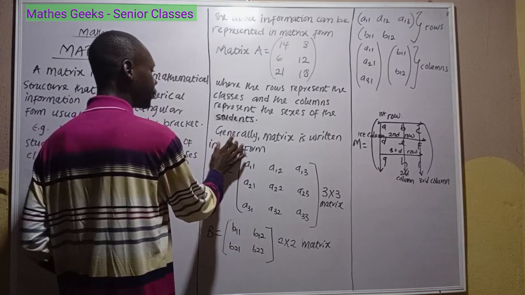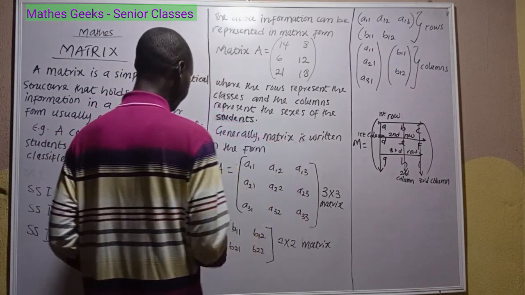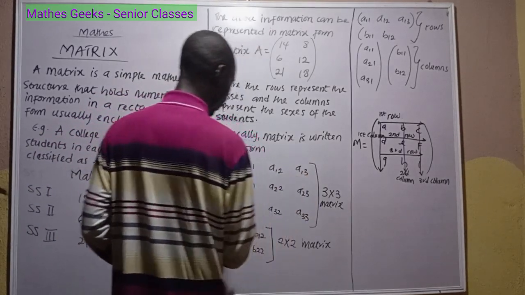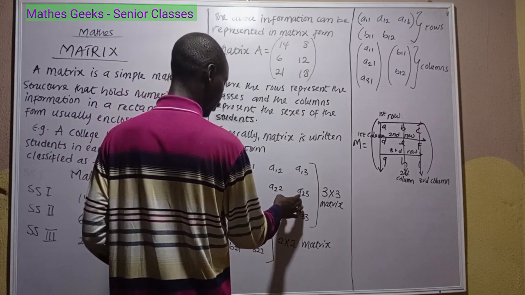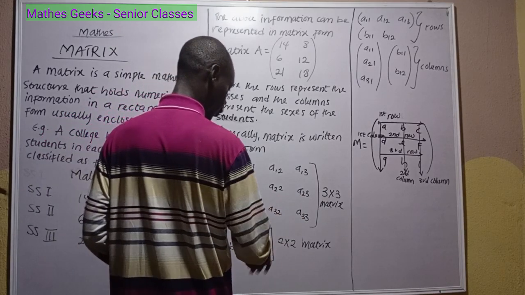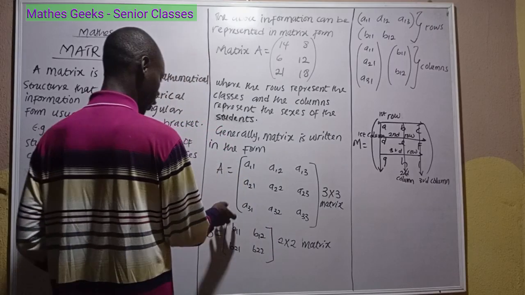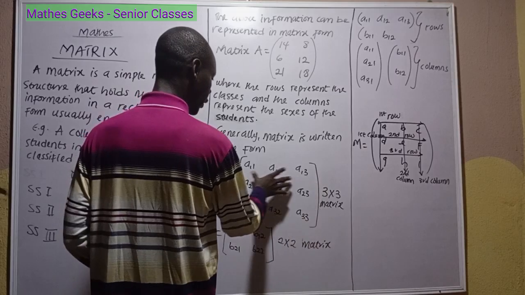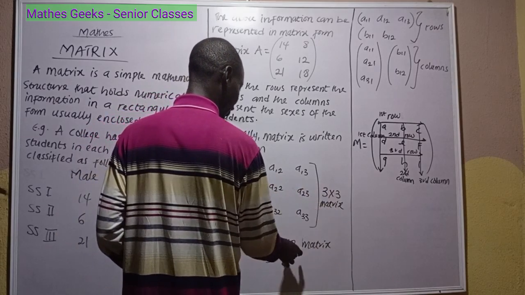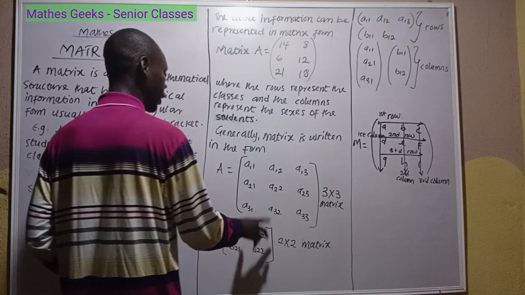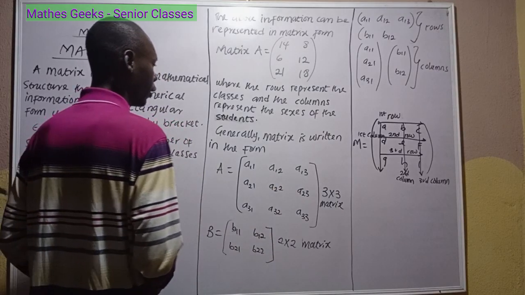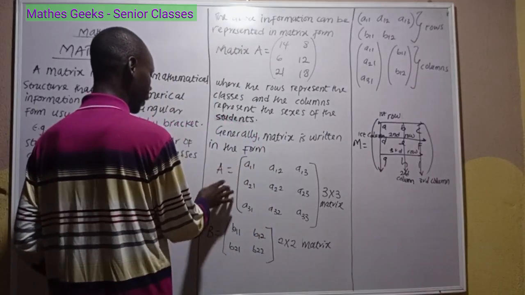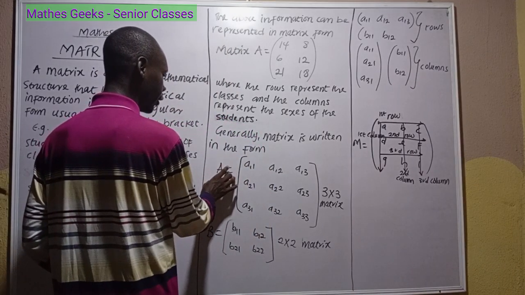Generally, matrix is written in the form A equals to a11, a12, a13, a21, a22, a23, a31, a32, a33. We can have matrix B equals to b11, b12, b21, b22. This type of matrix is called 3 by 3 matrix, and 2 by 2 matrix. We'll learn more of this when we start looking at types of matrix. But generally, a matrix is written in this form.